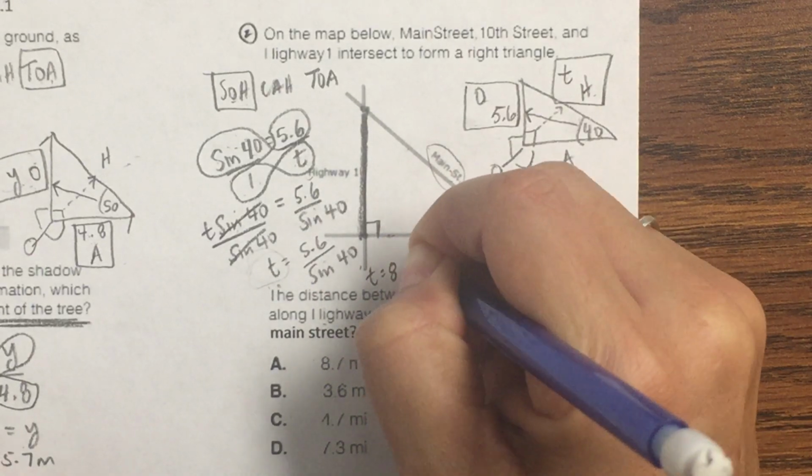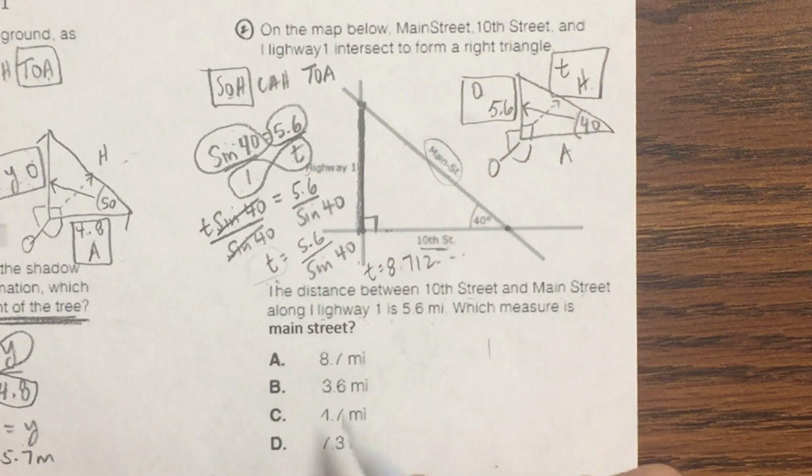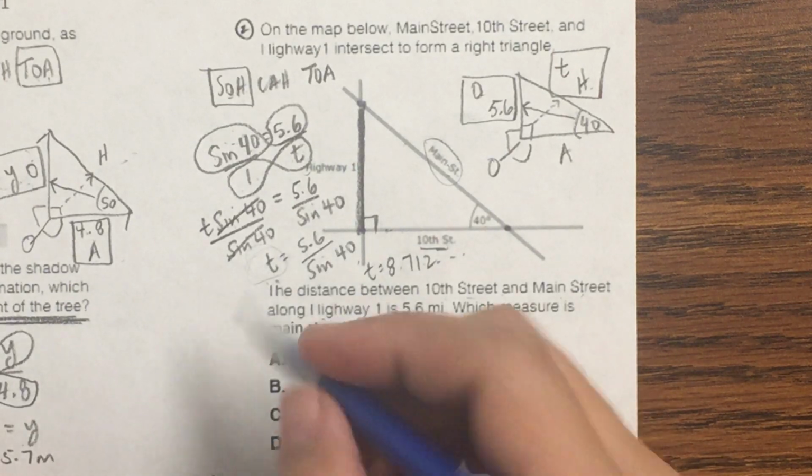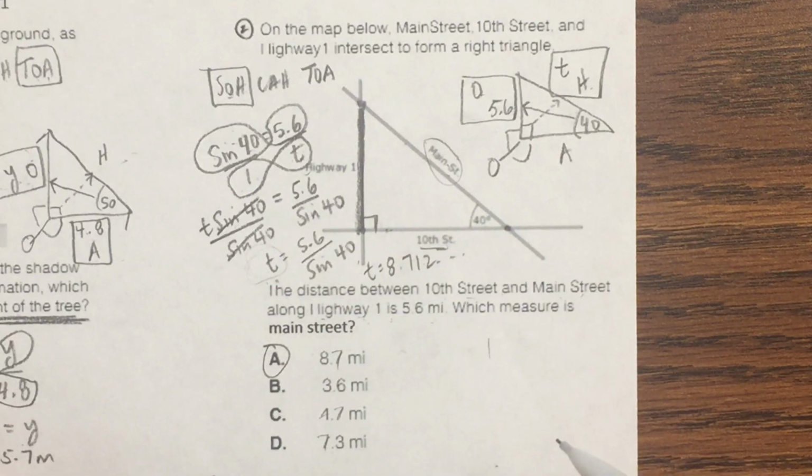is 8.712 blah blah blah. Which answer is that? Okay, I know you can't really see, but this is like a 4.7. This is 7.3. The only one that has 8 is this one, so 8.7, which is A. All right, number 3.